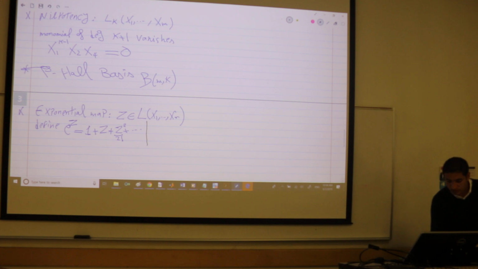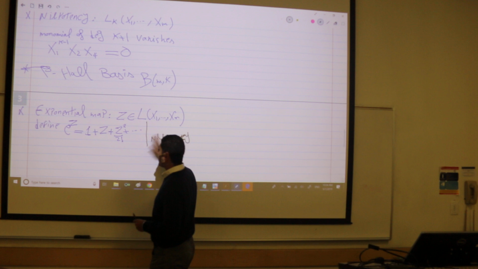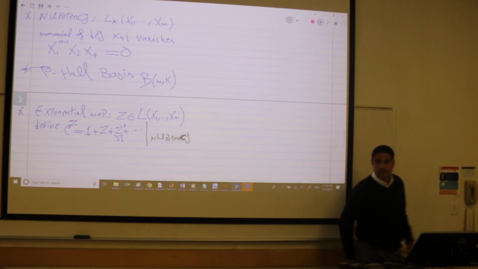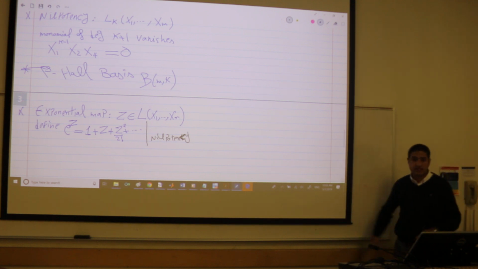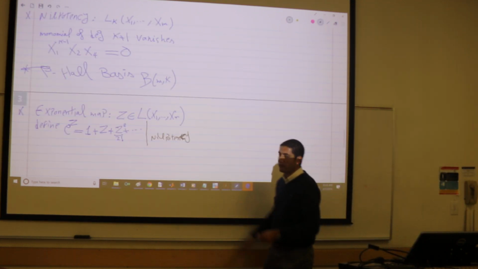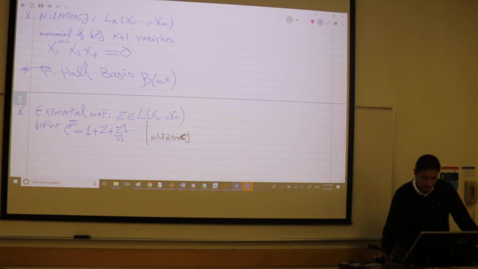Why? Because we're working with a nilpotent system, right? Nilpotency will come and say anything that is beyond k, anything that is degree k plus 1, will naturally vanish, okay? So the nilpotency will cut this and we have a finite number of terms, so no need to worry about convergence or anything, it's well defined. This is the exponential map.